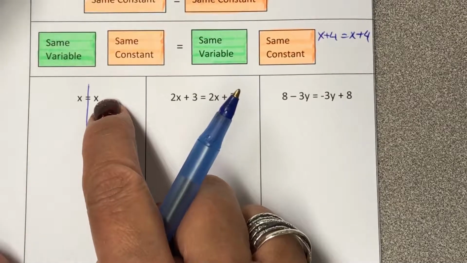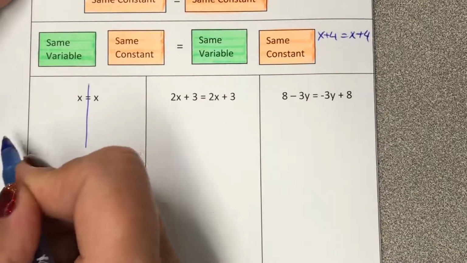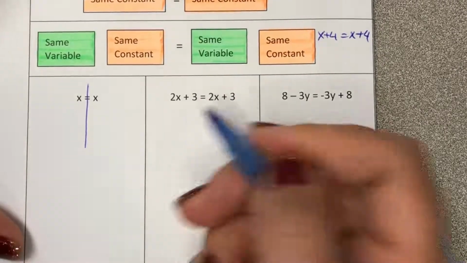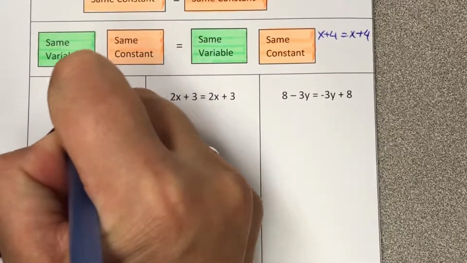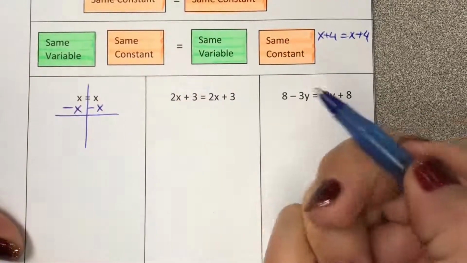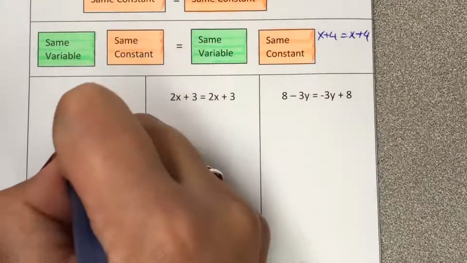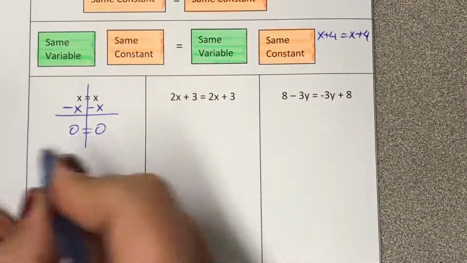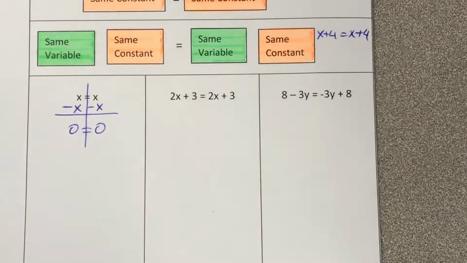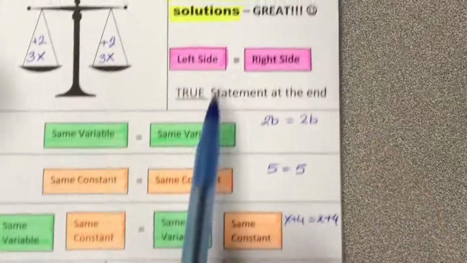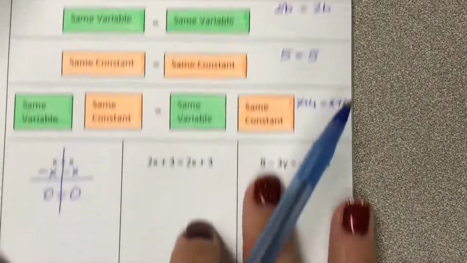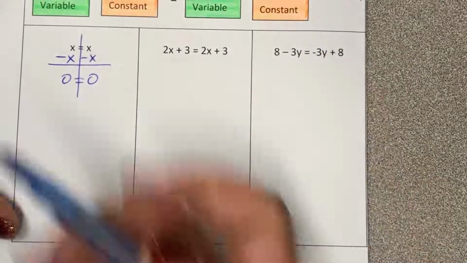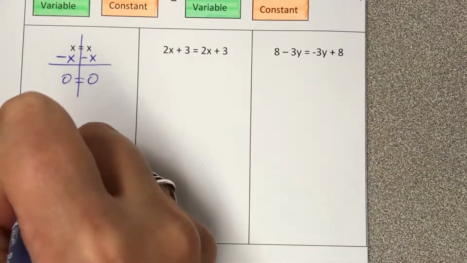But if I was to use the steps and put the variables on one side and constants on the other, and I try to remove x from both sides, what happens is 1x minus 1x will be 0, and then 1x minus 1x will be 0. 0 will equal 0, and that is a true statement. A true statement at the end means that you have infinitely many solutions.